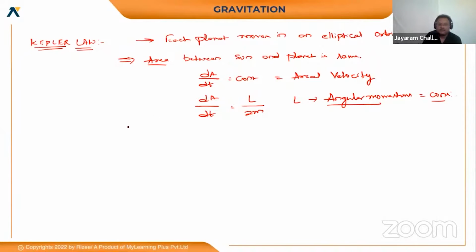The third law, which you are going to face, is that T square is proportional to R cube. Apart from the law, you can also derive the time period relation from the orbital velocity. The time period of a satellite moving in an orbit can be written as T is equal to 2 pi into root over R cube by GM.